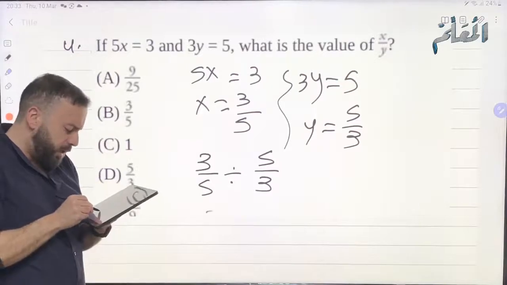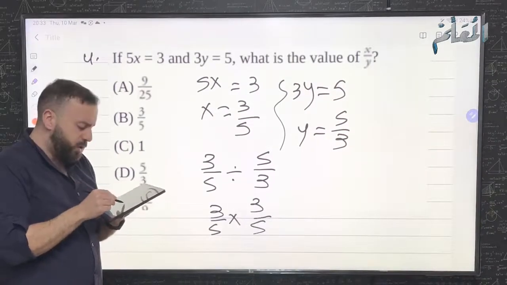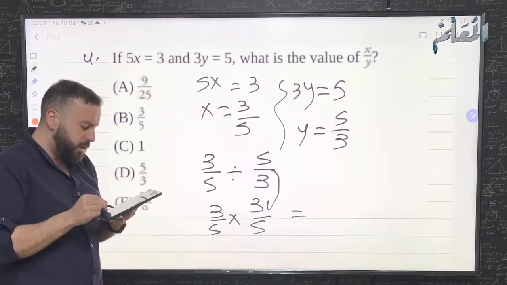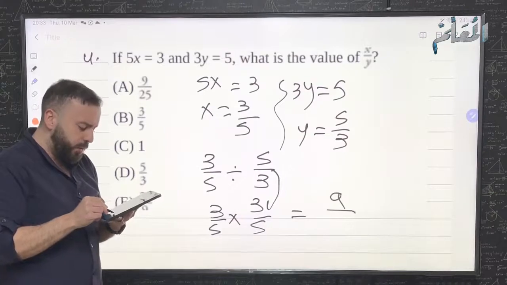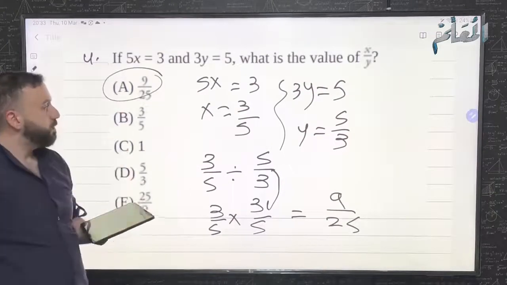That's going to be 3 over 5 multiplied by 3 over 5. We just flip this because we changed the sign from division to multiplication. In this case, this is one of the tricks. 9 over 25. So the choice is going to be A, as you can see.